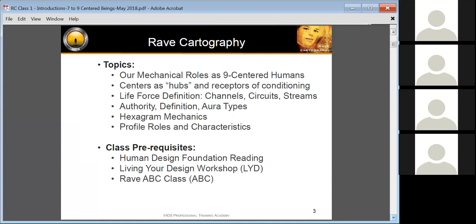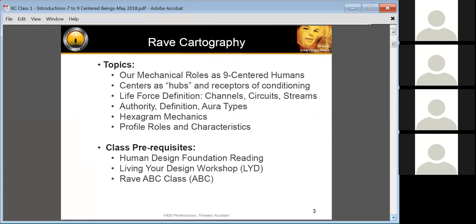Some of you are quads. That's very rare, but we've got more than one in this class. And then we've got hexagram mechanics. That gets quite mathematical. Always gives me a little bit of a headache at the end of this program. And got profile roles and characteristics.